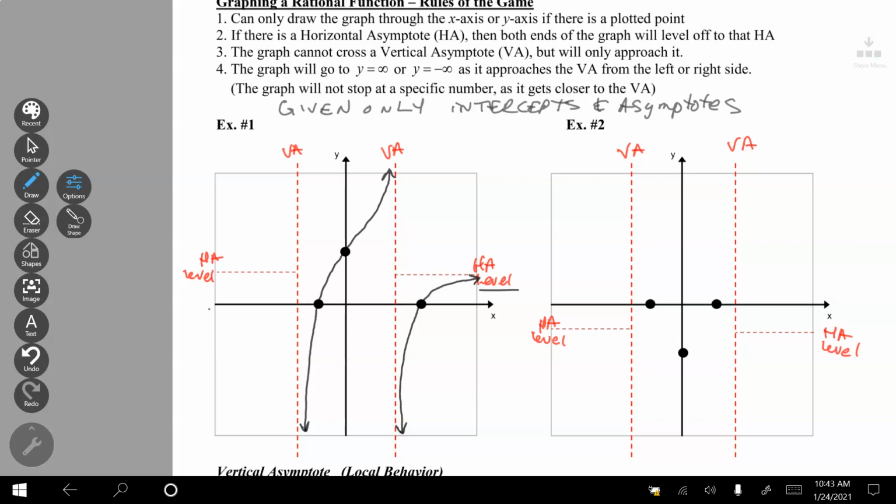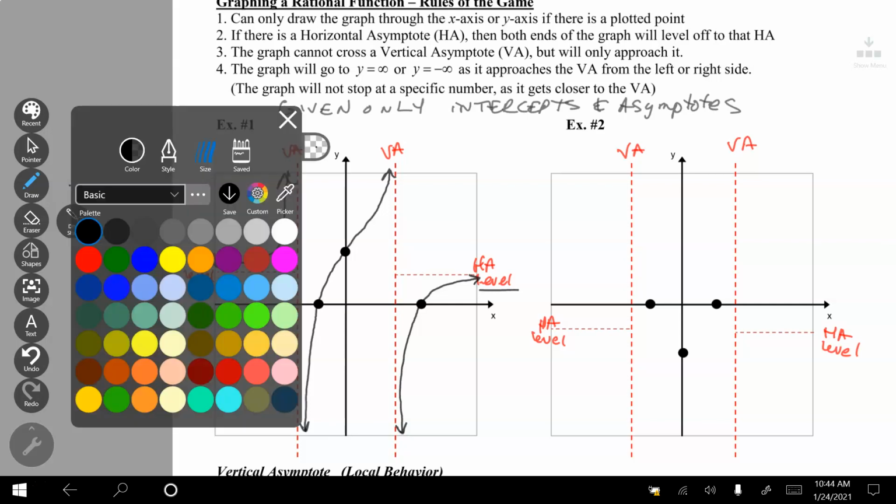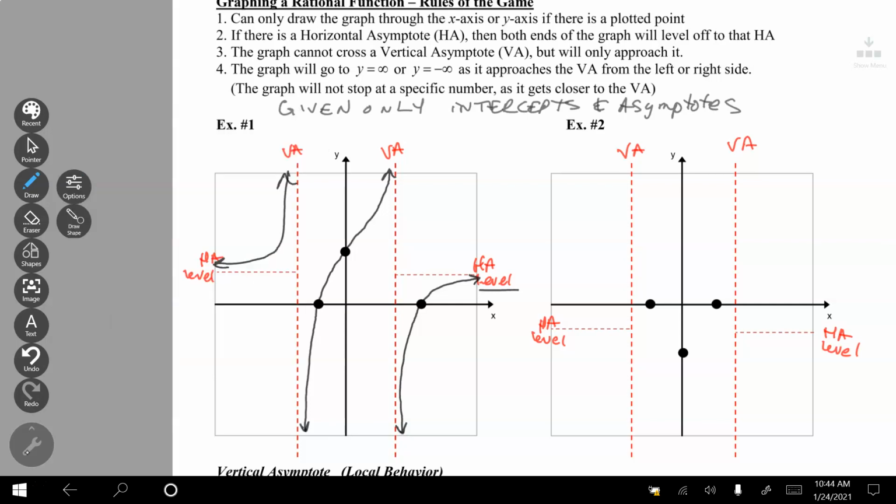And for this last part, there's no dot for me to go through. Well, actually, there's only one thing you can do. The only thing you can do is draw in the upper half here, because I cannot go through the x-axis. There's no dot to go through. And this is what the graph looks like.